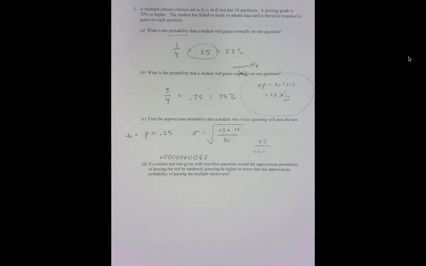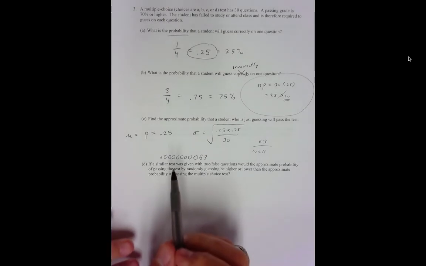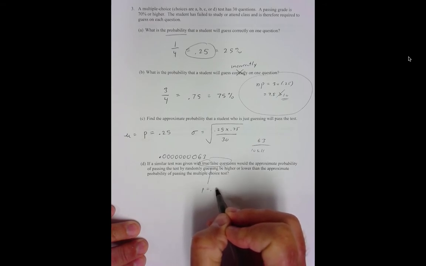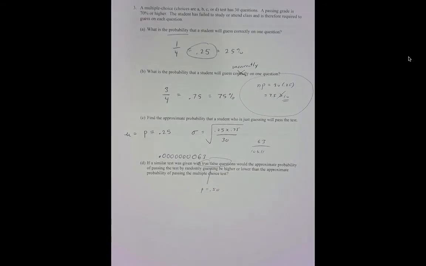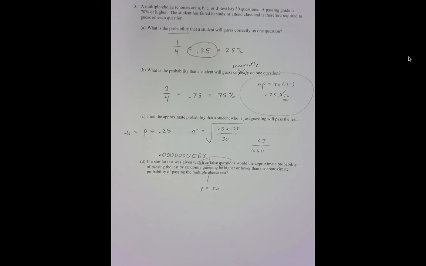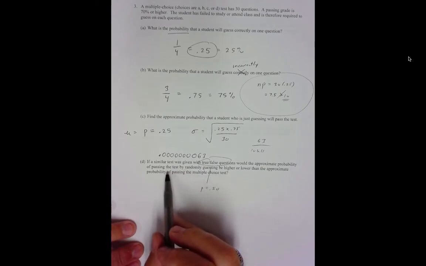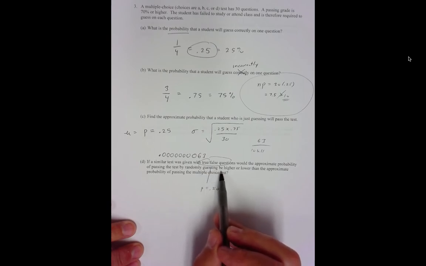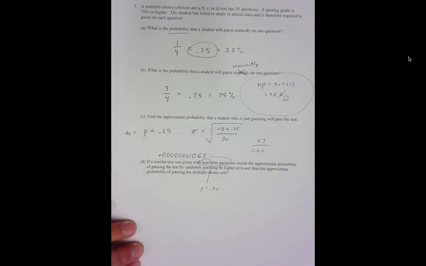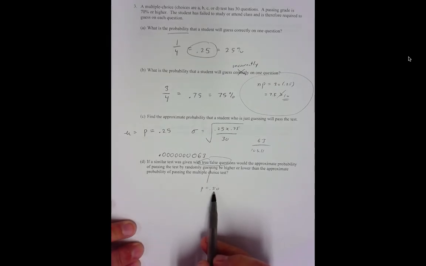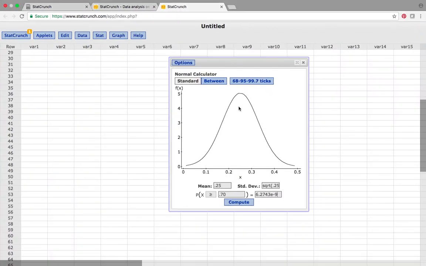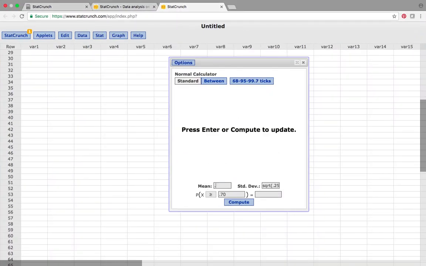If a similar test was given with true-false. Now, if we go to true-false, then our probability of getting a question correct is 0.50, and then of course the probability of not getting it correct is also 0.50. Again, we're randomly guessing, so will it be higher or lower than the approximate probability of passing the multiple choice? Well, guys, clearly it's going to be higher, and you're going to have a little bit more reasonable chance of passing.